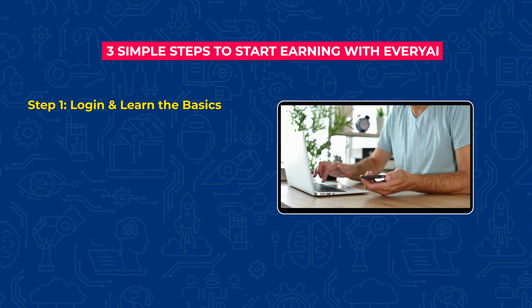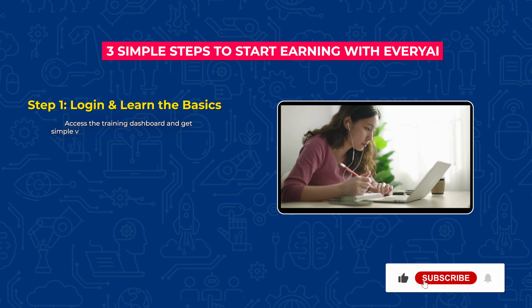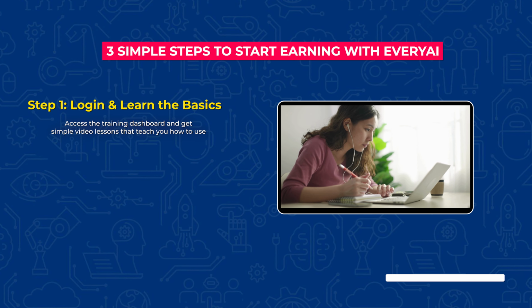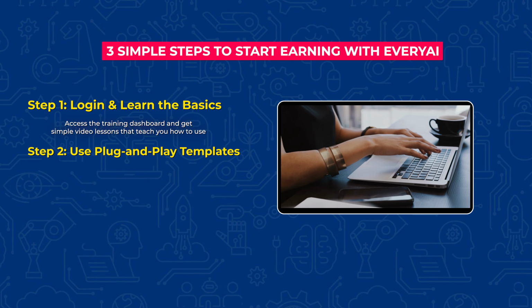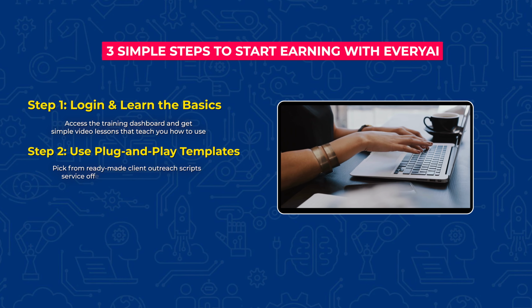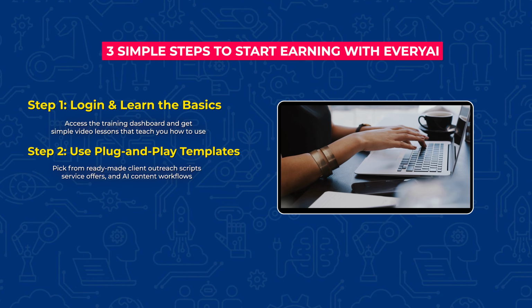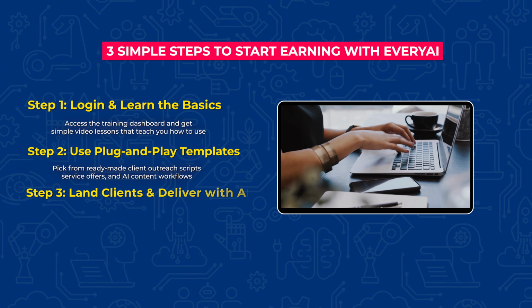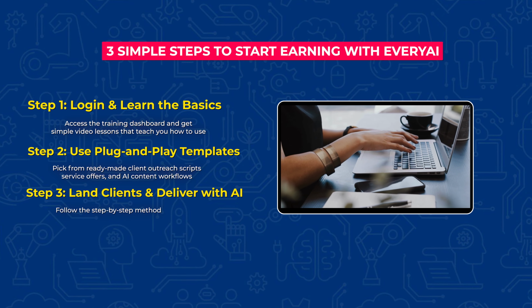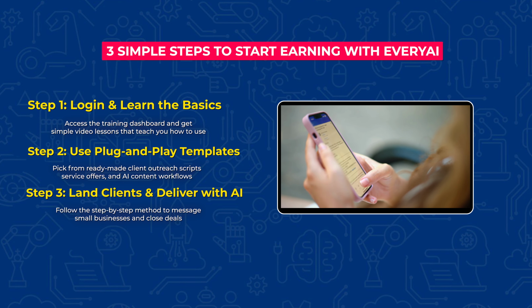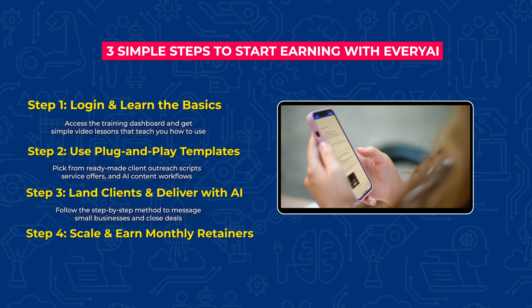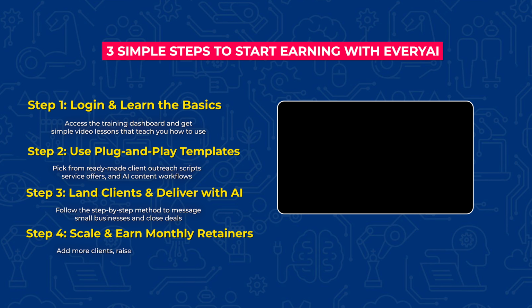Step 1. Log in and learn the basics. Access the training dashboard and get simple video lessons that teach you how to use free AI tools for content and email marketing. Step 2. Use plug-and-play templates. Pick from ready-made client outreach scripts, service offers, and AI content workflows. Just copy, paste, and run them. Step 3. Land clients and deliver with AI. Follow the step-by-step method to message small businesses and close deals. Then let AI handle the content creation and delivery. Step 4. Scale and earn monthly retainers. Add more clients, raise your pricing, and turn it into a real agency that pays you every single month with minimal manual work.